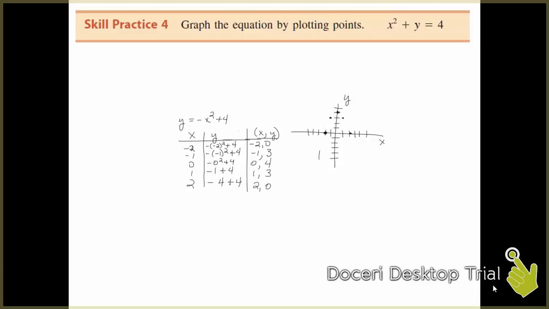So we can see that the parabola goes like this, which if you remember your transformations, a negative flips it, which we ended up with a negative when we rewrote the equation. We ended up with this negative right here, and then it moved up 4 spaces.